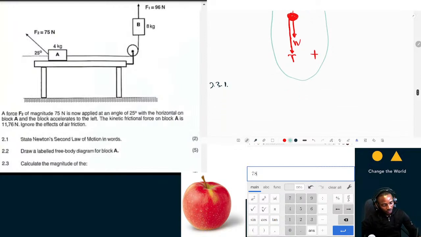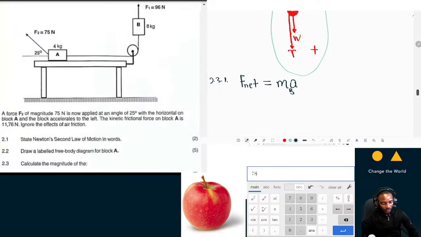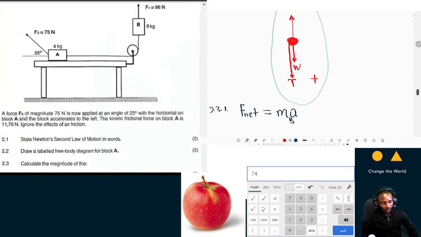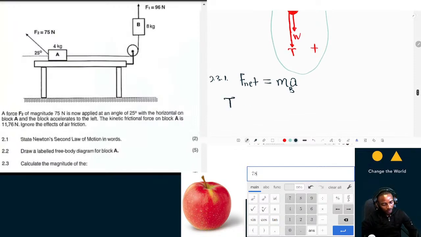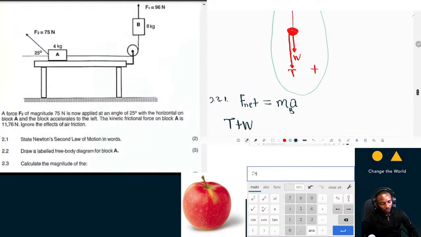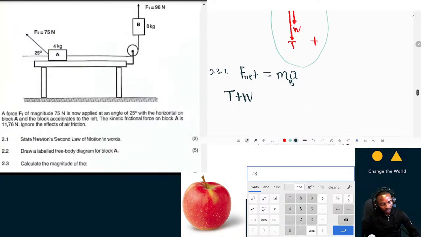So we're going to apply Newton's second law. F net is equal to ma for block B. What are the forces acting on block B? Tension will be positive, and weight will also be positive, but they are opposed by F1. So T + W − F1 will be equal to the mass of block B times a, which is 8a.